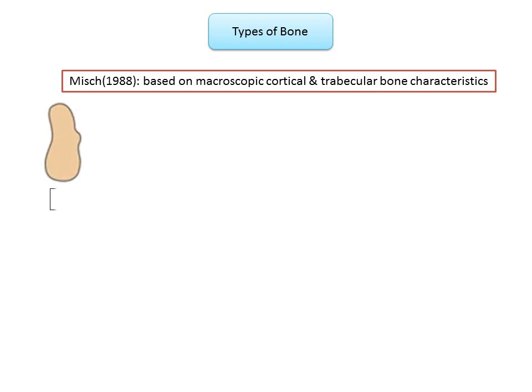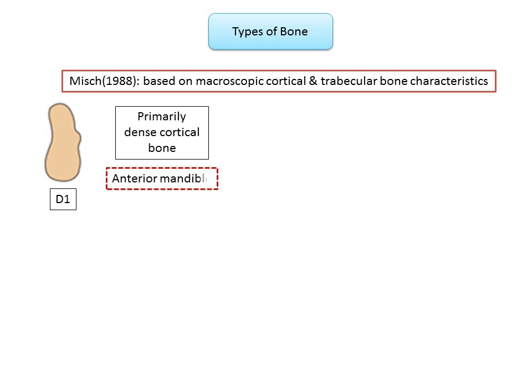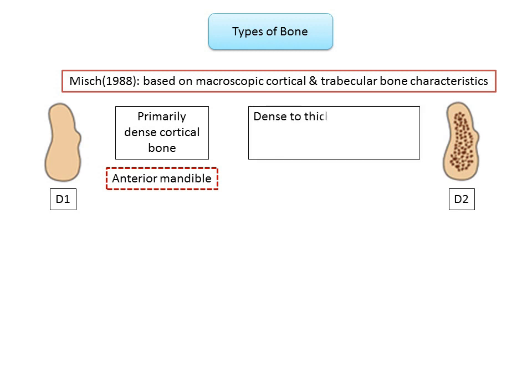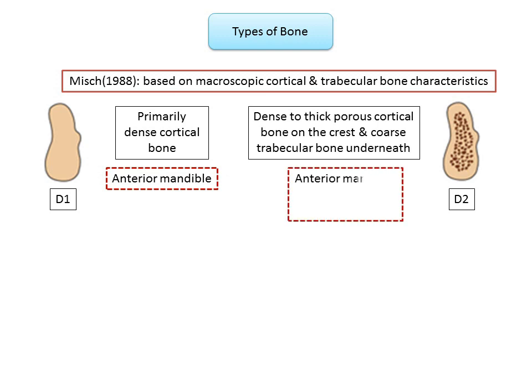D1 bone is primarily dense cortical bone and its typical anatomical location is in the anterior mandible. D2 bone has dense to porous cortical bone on the crest and within the bone has coarse trabecular bone. D2 bone is found in the anterior mandible, posterior mandible and the anterior maxilla.